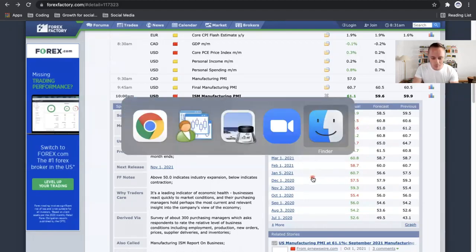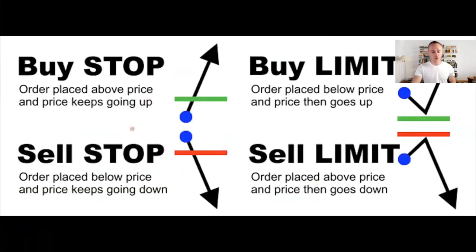So first, before we hop on MetaTrader, let's take a look at this here. So there's 5 different orders when you're trading in the foreign exchange market. There's a market execution, which is going to be entering in at the current price, whether you're buying or selling, you're executing at that current market price. There's a buy stop, a sell stop, a buy limit, and a sell limit.